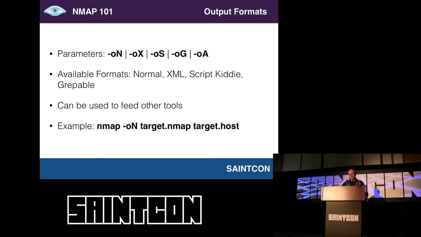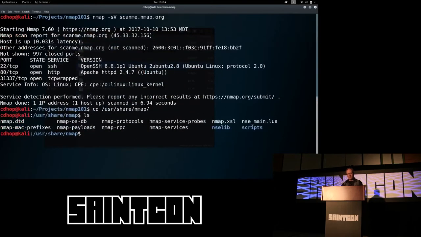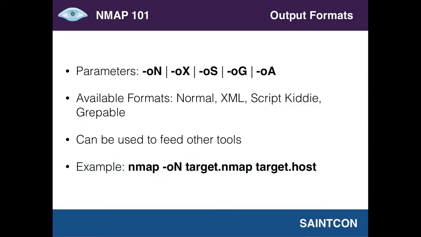Now, a lot of the results, as you've seen so far, are just to the screen. But one nice thing about Nmap is if you run a scan and output to, say, XML, other tools can import your results. Those of you who've ever used Metasploit, what you can do is run an Nmap scan outside of Metasploit, output it to XML, and then inside Metasploit, import the scan results. So there's a benefit in that.